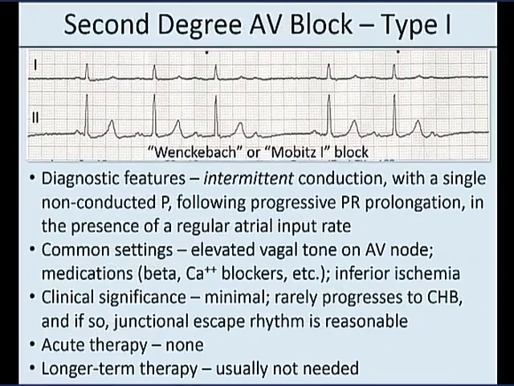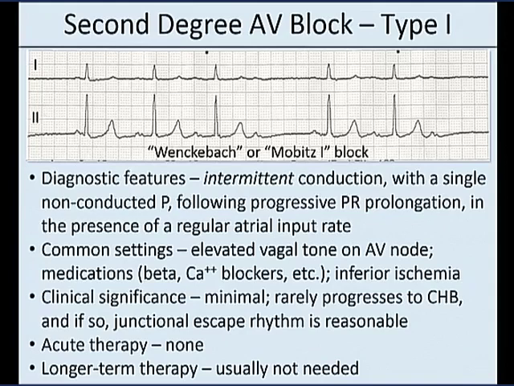Okay, Wenckebach, or Mobitz 1 type 1 second degree AV block, not so uncommon either, and this is intermittent conduction. There's a single non-conductive P wave after progressive PR prolongation, and you really have to have a reasonably long rhythm strip to be able to detect this. And it is with a relatively regular atrial input. So if you're having a lot of PACs, some of which conduct, some of which don't, it's really hard to call Wenckebach in that situation. It may just be physiologic prolongation of the PR interval.